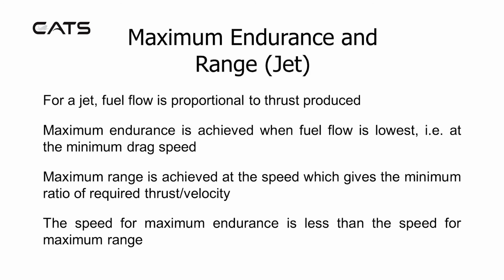Maximum endurance and range for the jet. For a jet, fuel flow is proportional to thrust produced. Maximum endurance is achieved when fuel flow is lowest, i.e. at the minimum drag speed. Maximum range is achieved at the speed which gives the minimum ratio of required thrust divided by velocity. The speed for maximum endurance is less than the speed for maximum range.